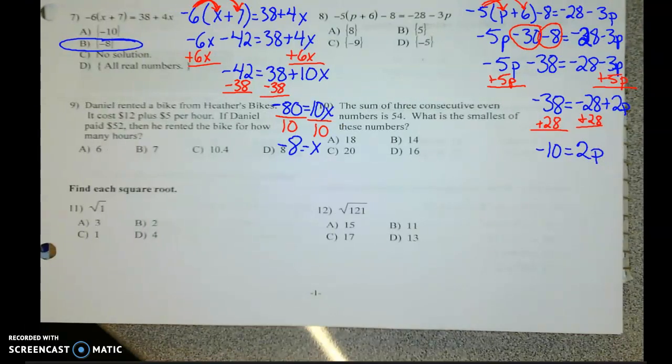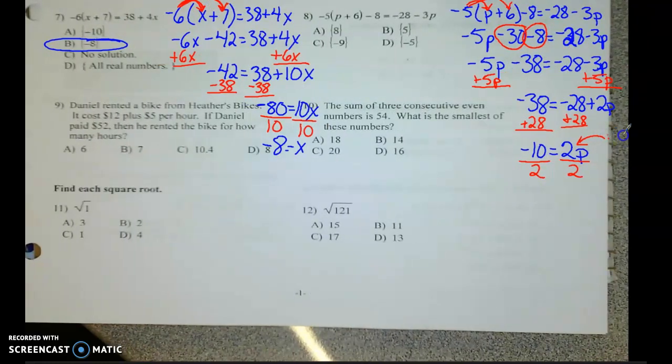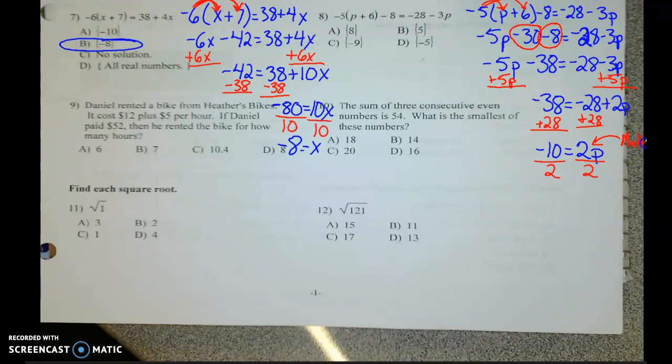Now we need to get rid of the coefficient. So we're going to divide by 2, because remember guys, when you have this variable right beside the number, they are multiplying. So we want to do the opposite. So we want to divide. Negative 10 divided by 2 is negative 5, and that equals p. So looking for negative 5. There you go. So D is the answer.